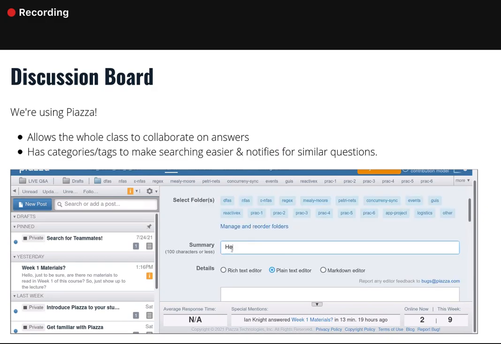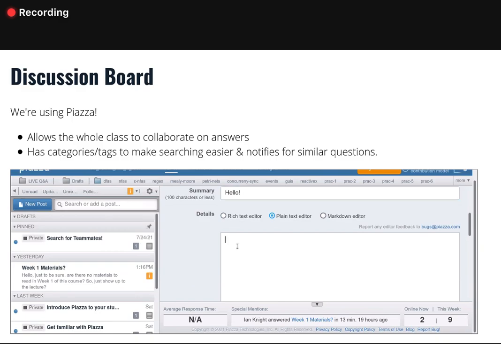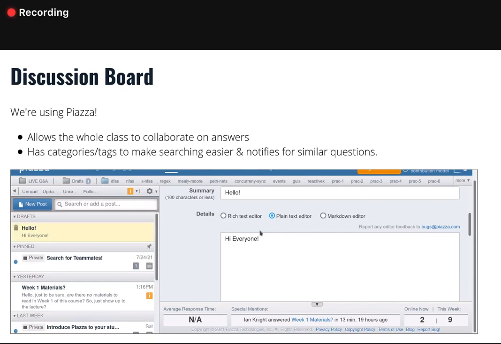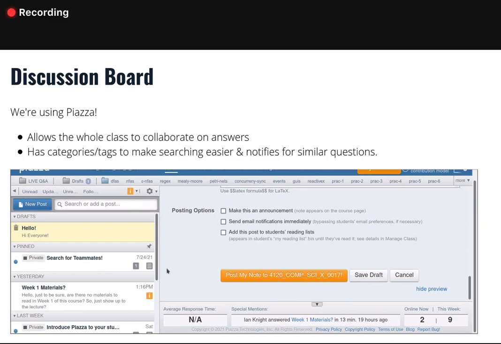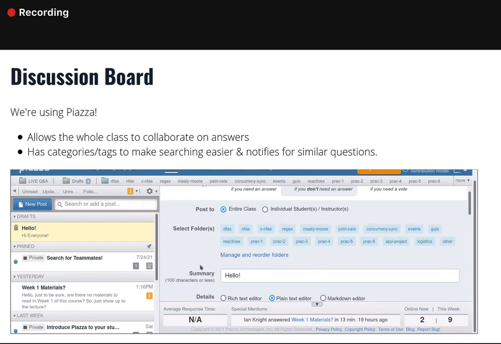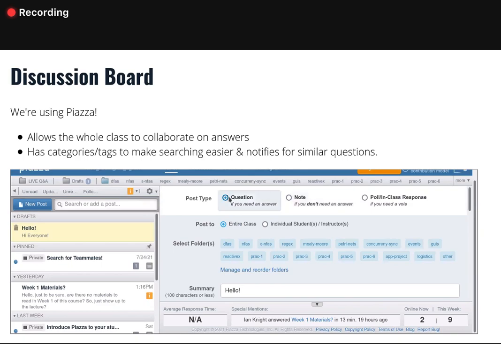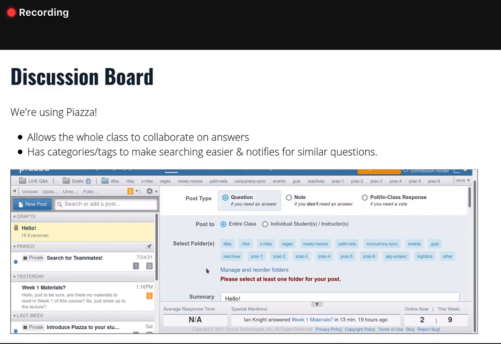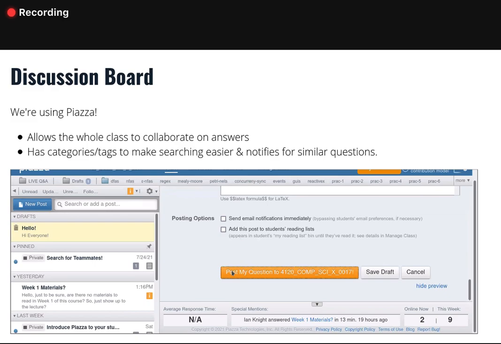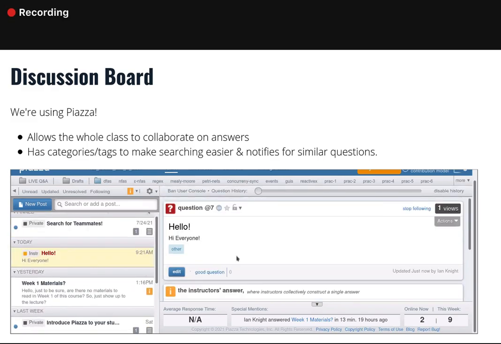I'll just create a topic here. I don't think I can create one, but I know I can create questions. So you can choose whether it's something that you want an answer to or not, or whether it's just a general comment. You'll need to select a topic or folder, and there will be topics and folders for everything.